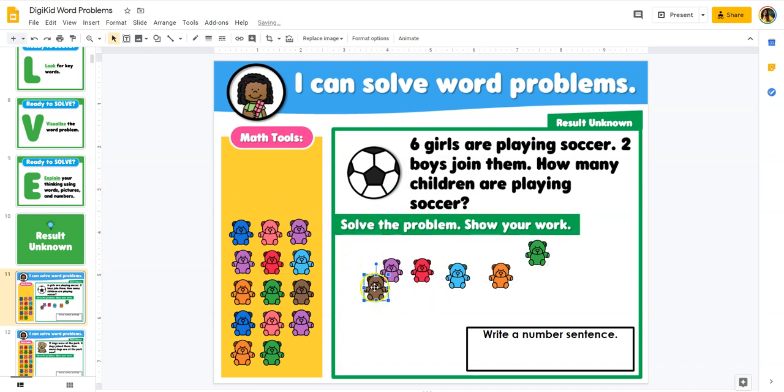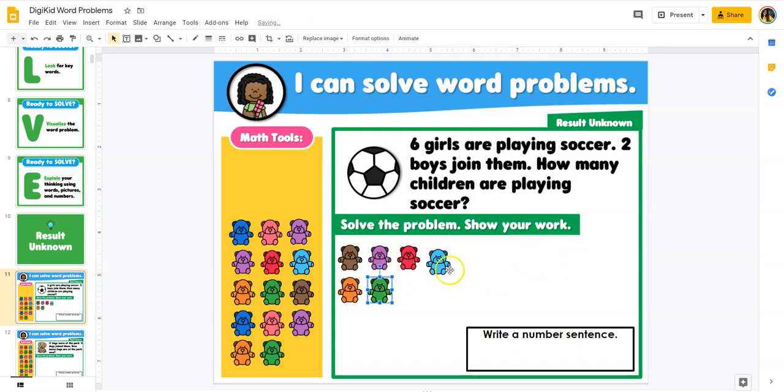6 girls are playing soccer, and I might even want to organize it to really make it super clear in my mind. Okay, let's pretend that these are the girls over here. 6 girls are playing soccer. 2 boys join them. So I know that we're adding more to what's already here. So I'm going to pretend that these are the 2 boys. 1, 2. How many children are playing soccer?